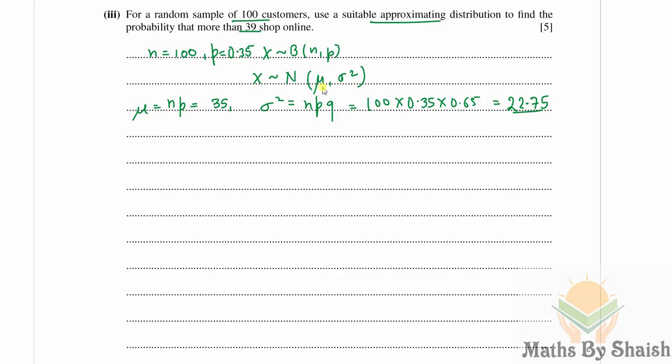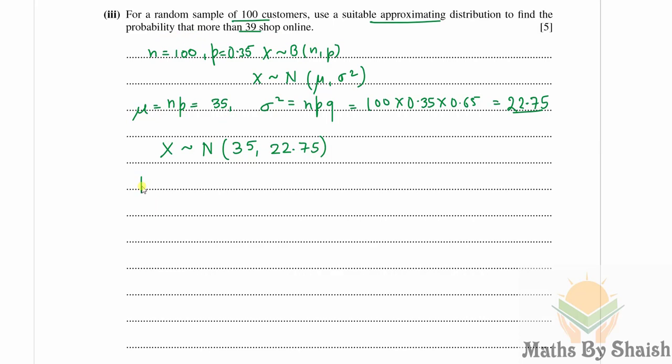So now if we have both the values, then we can convert it into the approximate normal distribution. So it becomes x is approximated with the normal distribution with the parameters 35 and 22.75.